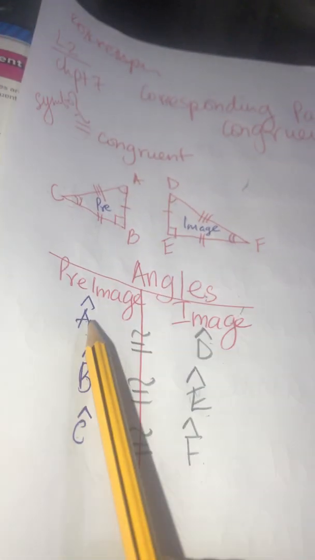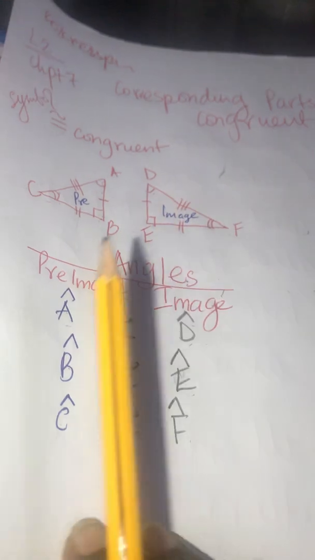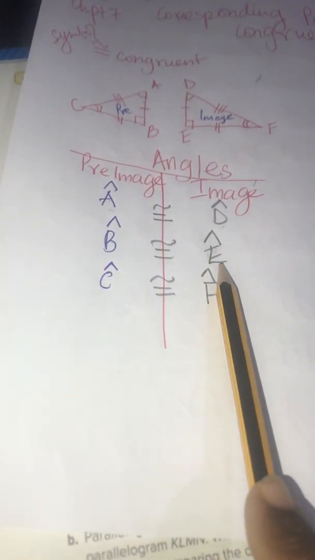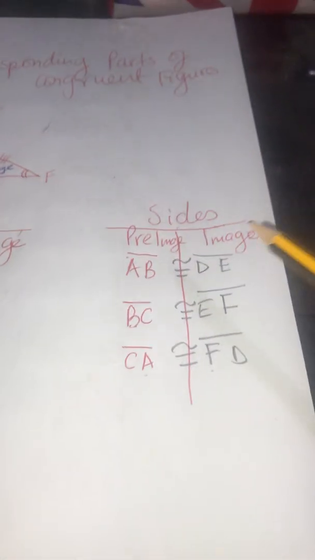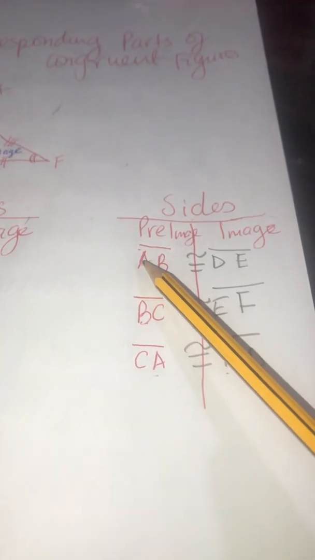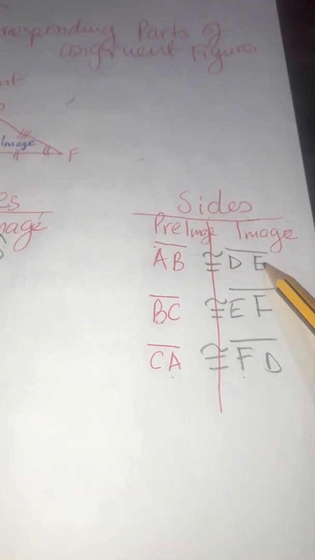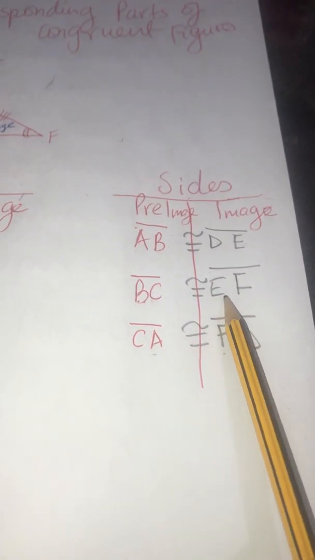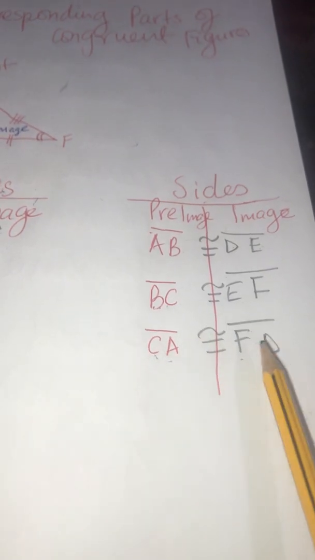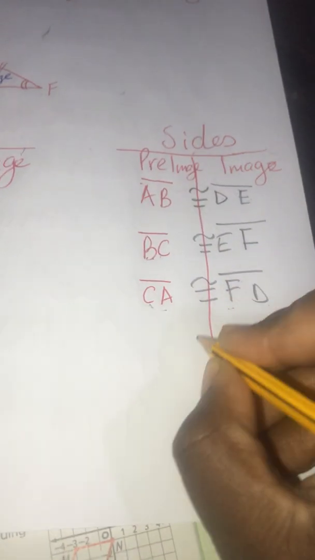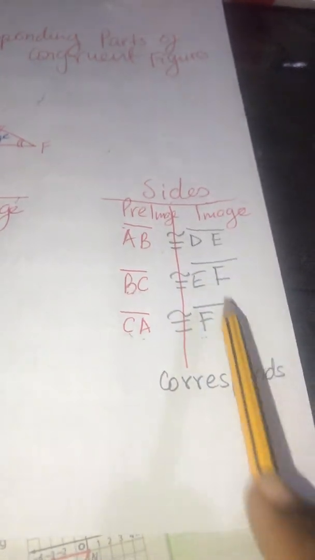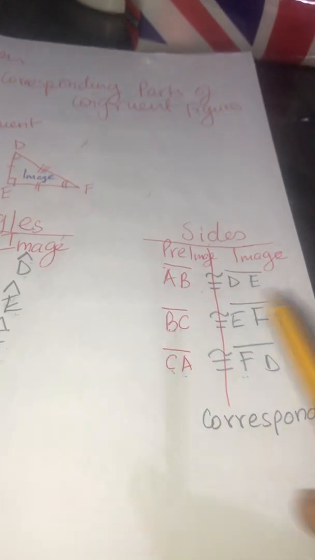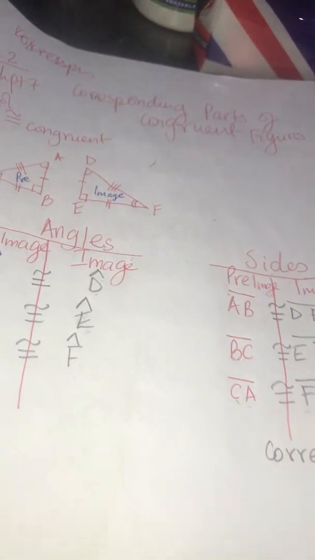So we are saying angle A corresponds to angle D. Angle B corresponds to angle E. Angle C corresponds to angle F. Side AB corresponds to side DE. Side BC corresponds to side EF. Side CA corresponds to side FD. So remember to use the word corresponds. AB corresponds to DE, like that. Both of them are corresponding parts.